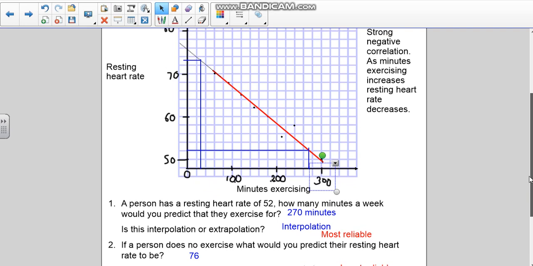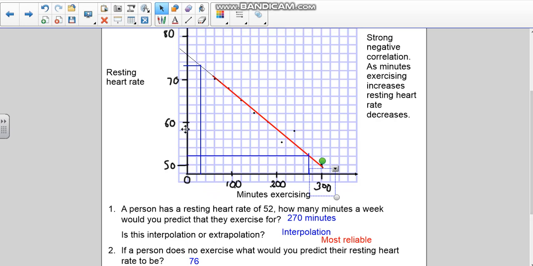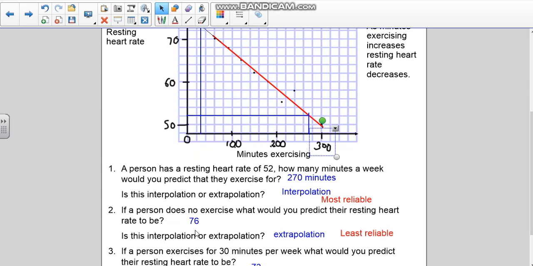Number 2, if a person does no exercise, what would you predict their resting heart rate to be? Well, no exercise means 0 minutes. My line didn't go up, so I've had to extend my line. And 0 minutes suggests a resting heart rate of about 76, between 75 and 76. So I've put 76 here, and that's extrapolation. I've had to extend my line.